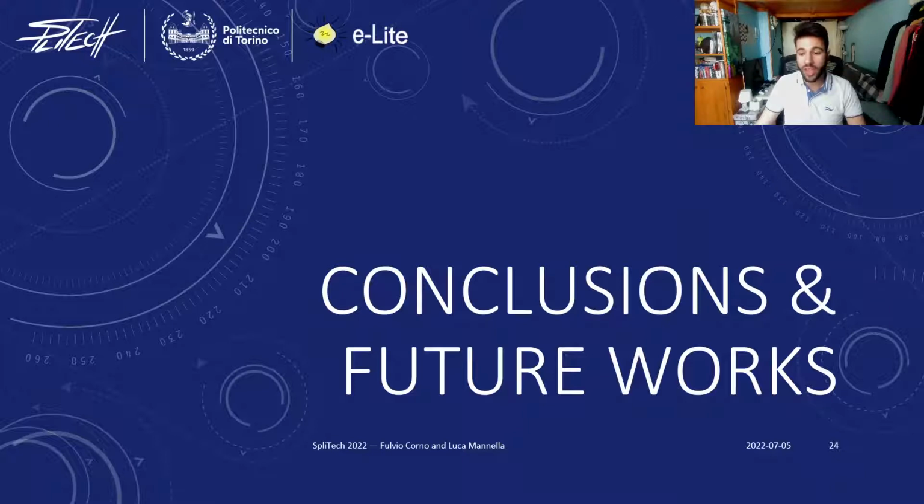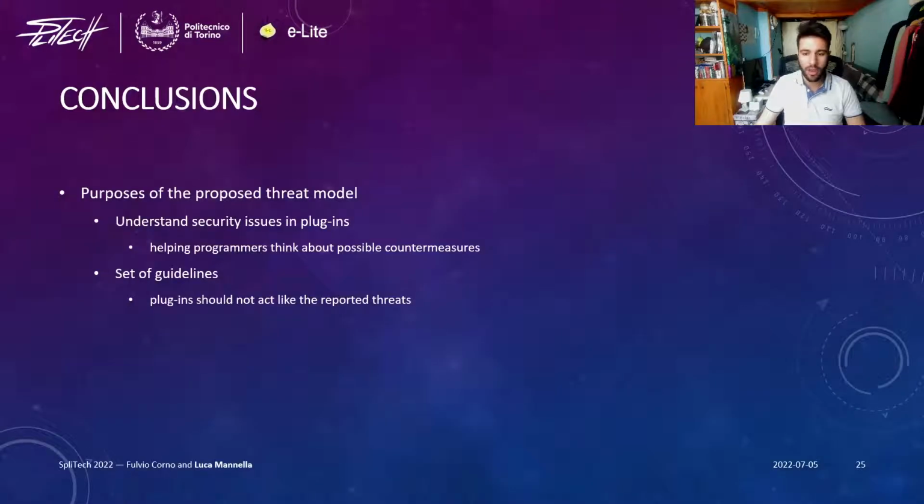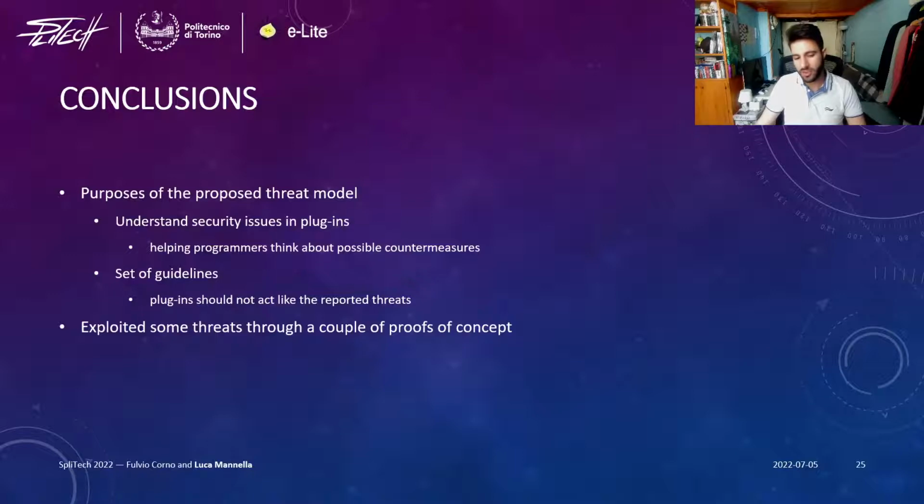So we are coming to the end of this presentation, and to sum up, we can say that we proposed a threat model with a twofold purpose. From one side, it helps developers to understand security issues that could be generated from a plugin, and consequently, it could help programmers think about possible countermeasures. On the other side, the model could be regarded as a set of guidelines. Indeed, plugin developers should not create plugins acting like the reported threats. Then we exploited some threats through a couple of proofs of concept.